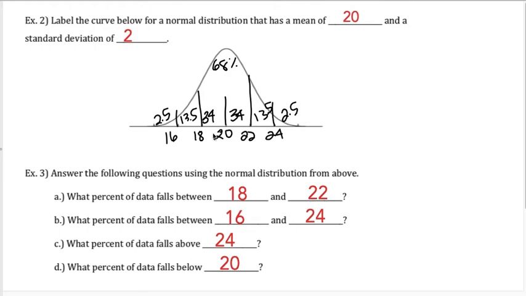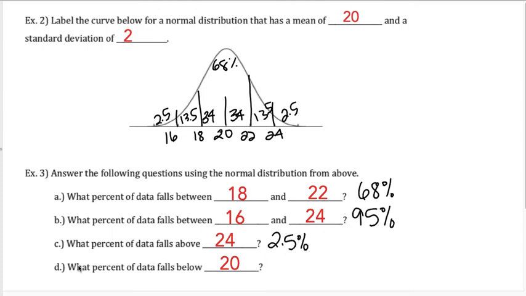What percent of the data falls between 18 and 22? And that's our 68%. What percentage of the data falls between 16 and 24? That's all the way 2 standard deviations. That's that other number we like to memorize. 2 standard deviations away is 95%. What percentage of the data falls above 24? So I'm looking at this cutoff here. Above 24 is only 2.5%.